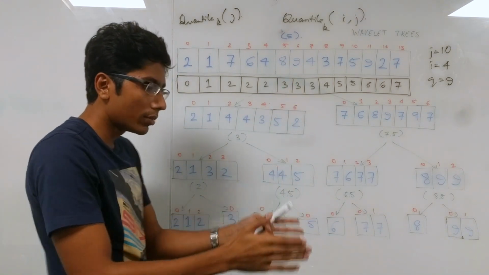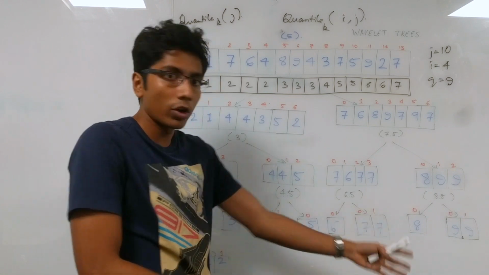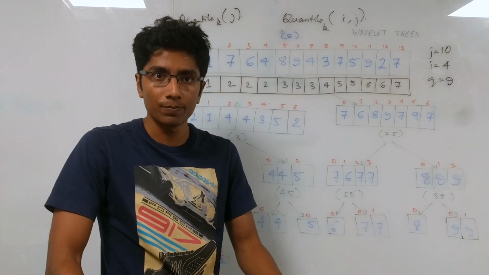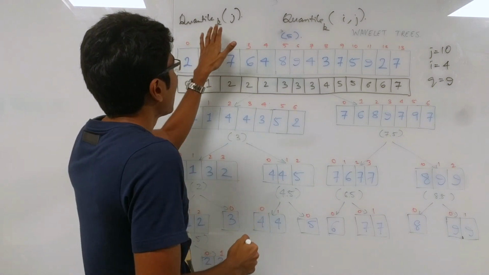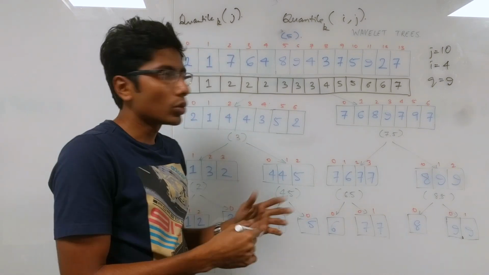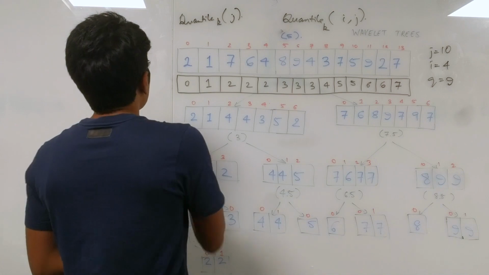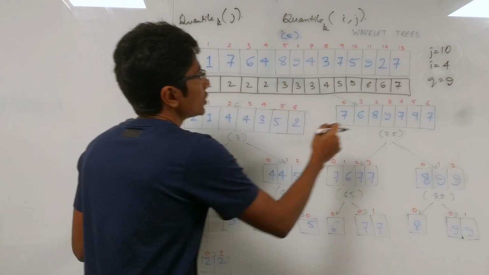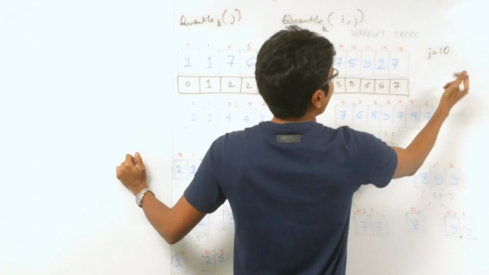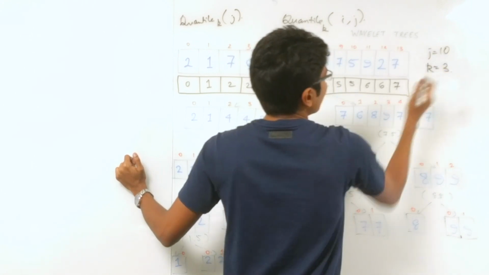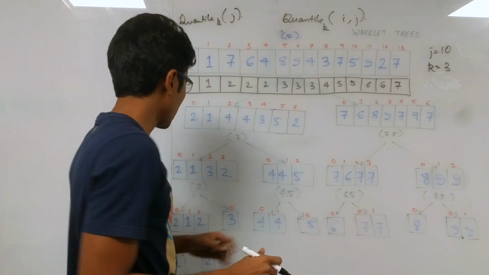So I can map all elements which fall to the left of it and all elements which fall to the right of it up to this point, not including, but excluding this point. So what is the kth largest over there? Well, let's take j equal to 10 again, and let's take k equal to 3. So I want to find the third largest element.